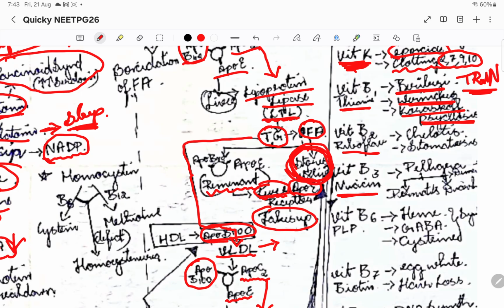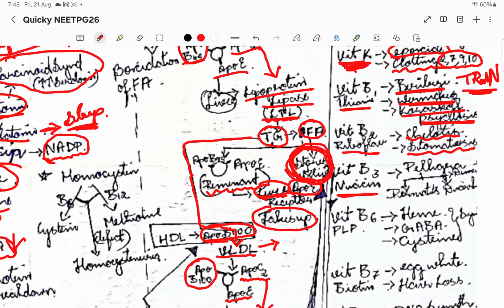Okay. Then when it comes to vitamin B2 deficiency, it is going to be cheilitis and stomatitis. That is, I told you, right? B complex. Why do we give it? For stomatitis and cheilitis, right? So this is where we are targeting the vitamin B2 deficiency.